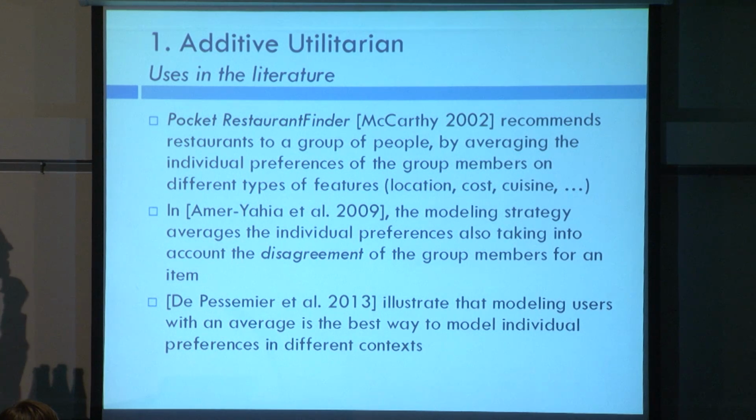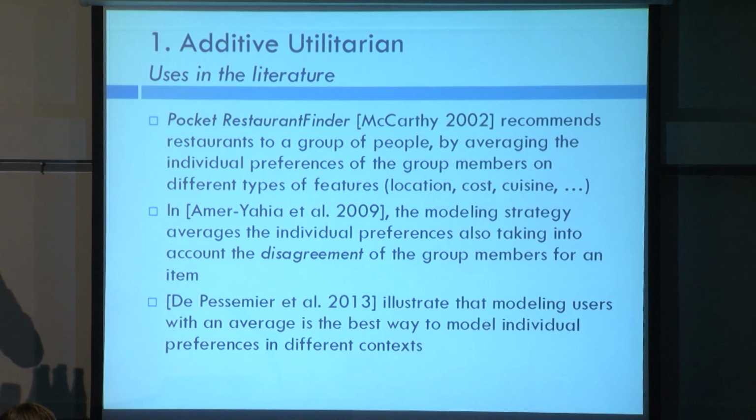This strategy has been used a lot in the literature, and as an example we can see Pocket Restaurant Finder, which recommends a restaurant to a group of people. In order to combine the preferences, the system creates an average of the individual preferences of the group for different types of features, for example, the location, the cost, etc.